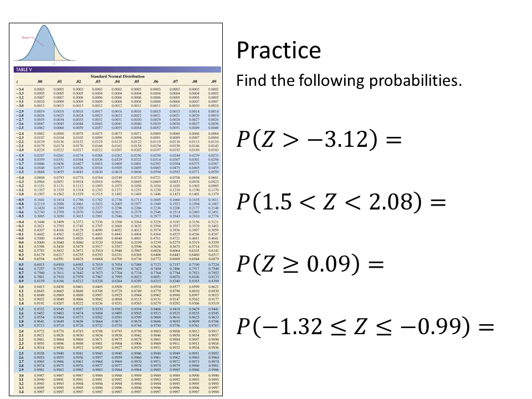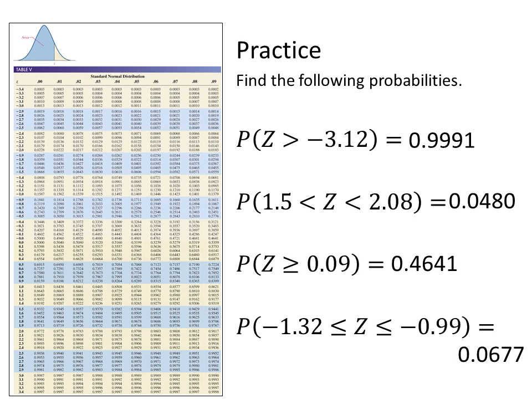All right, on the first one, you should have gotten 0.9991. On the second one is 0.0480. The third is 0.4641. And finally, the last one is 0.0677.